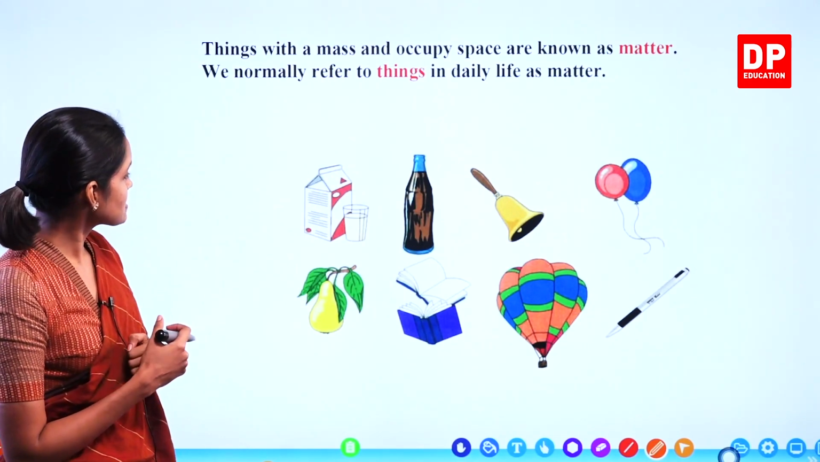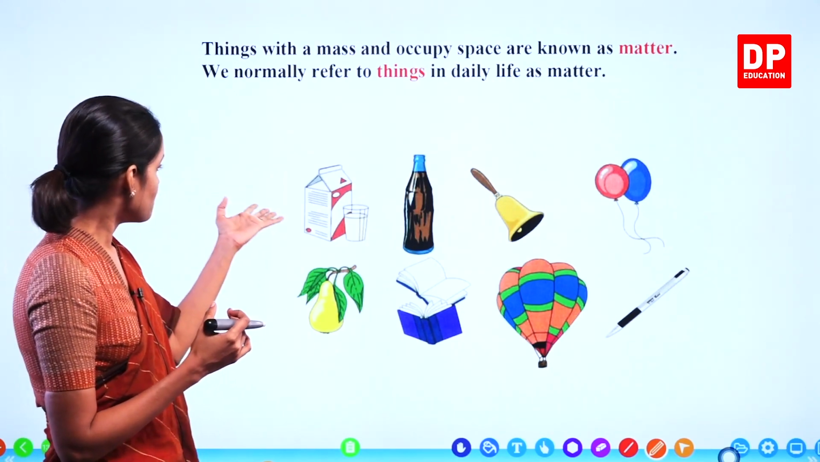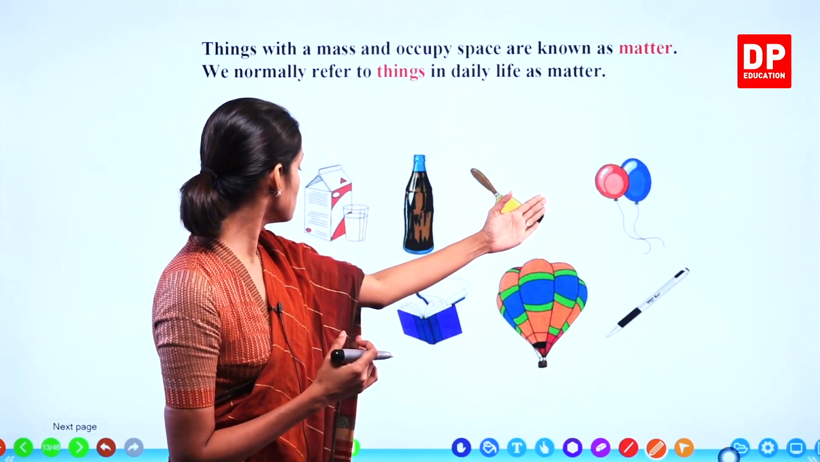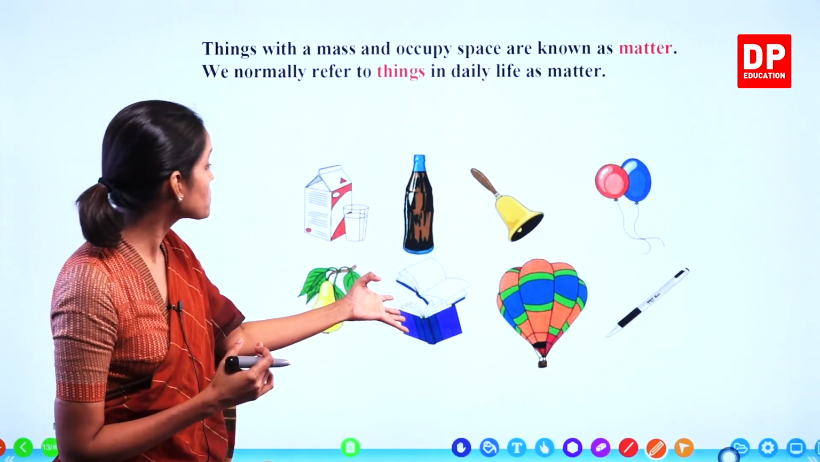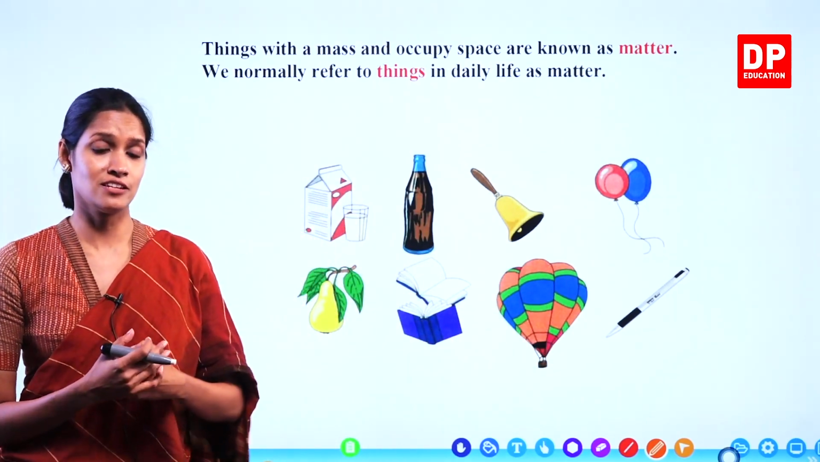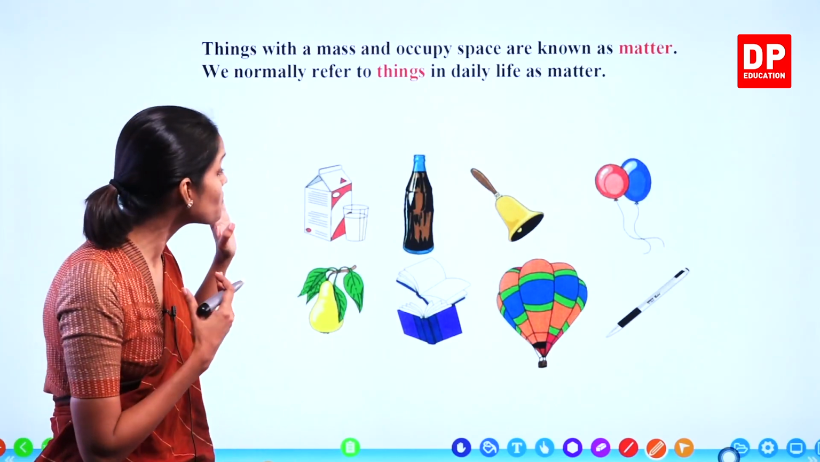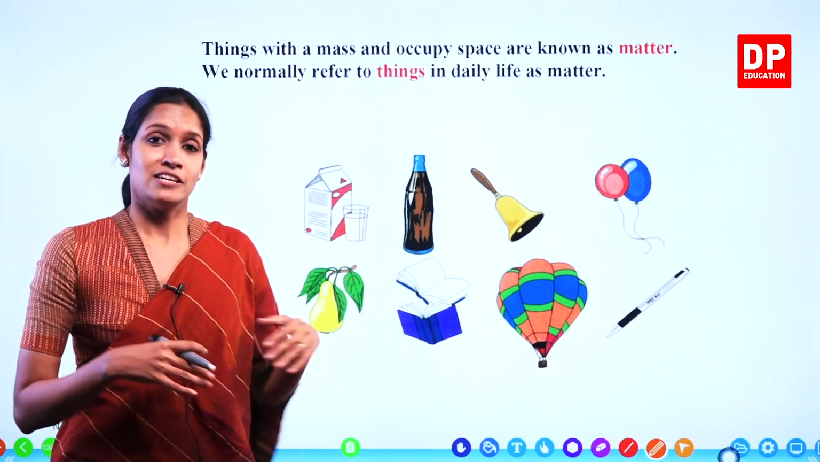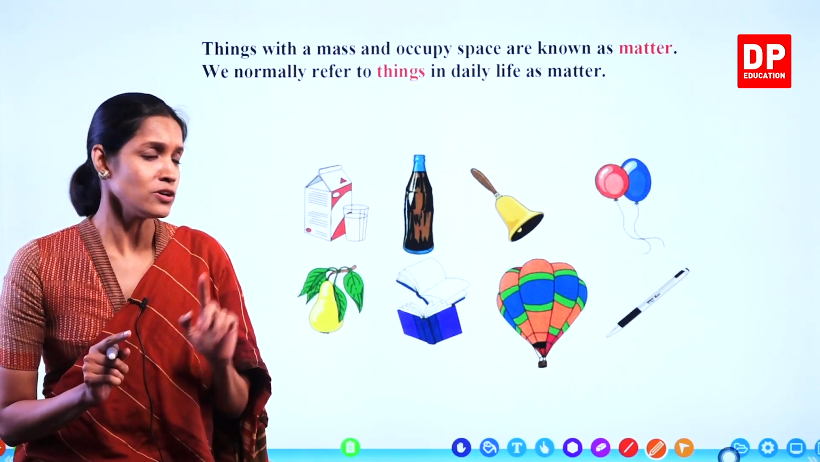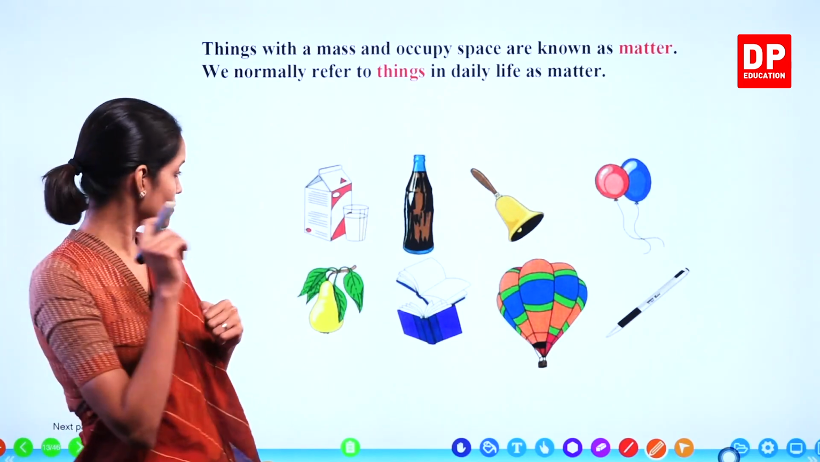Look at these examples. Some things we use in our day-to-day life, right? Milk, and here's a cola bottle, a bell, balloons, a fruit, some books, and a hot air balloon, and a pen. There are so many other things, children. Look at your environment. Whatever the environment you live in, you can find so many things like this, right? Things with a mass and occupy space. So I'm sure you will write down a list of the things around your environment, okay?